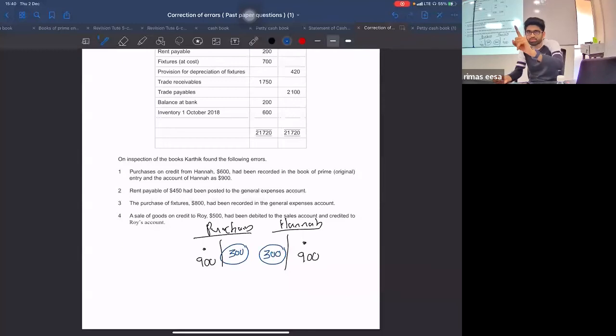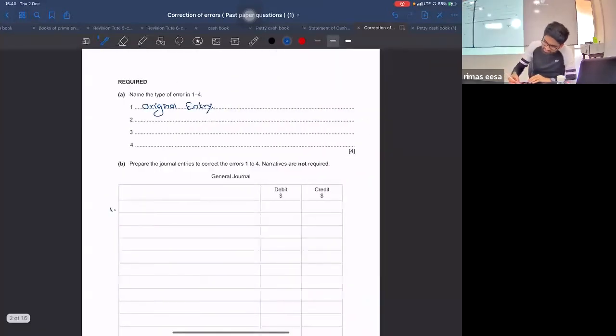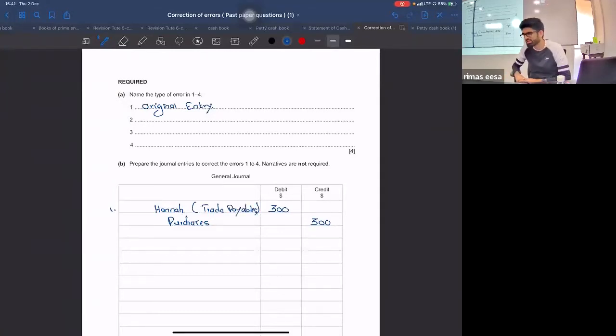You have to put this into the journal. Which account are you debiting? HANA's account. You are debiting 300 to HANA's account and crediting 300 to the purchaser's account when you are correcting the error. You have to enter that in the journal. So write HANA, debit 300, and purchaser's account is credited with 300. Also, just remember HANA is a trade payable. Not a must to write, but I'm doing this because it will help you when you do the next requirement. When you purchase on credit, the name that you give to those people is trade payables. Okay, so error number 1 is sorted.